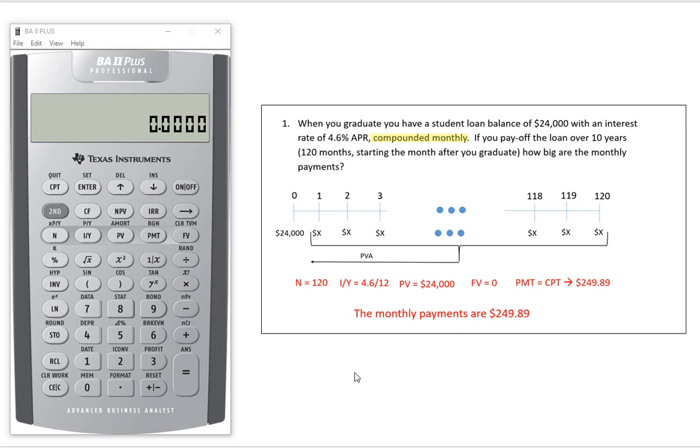Now, in our calculator functions, we have N, since it's an annuity, is the number of cash flows. So we have 120 cash flows in the annuity. So we're going to take in our calculator 120, and then the N key. Okay, and then our interest rate is 4.6% APR compounded monthly. So we're going to take 4.6, and we have to turn it into monthly, so divide it by 12, equals this amount, and then we're going to put that in the I over Y key.